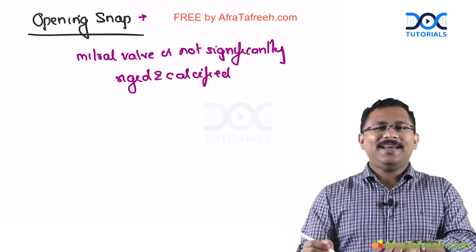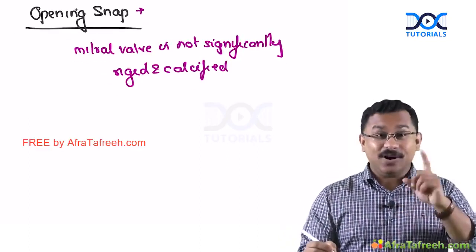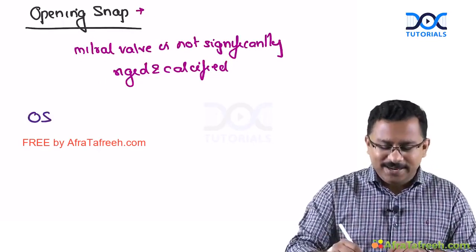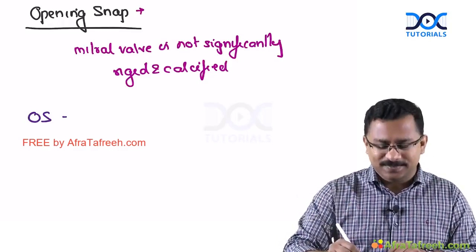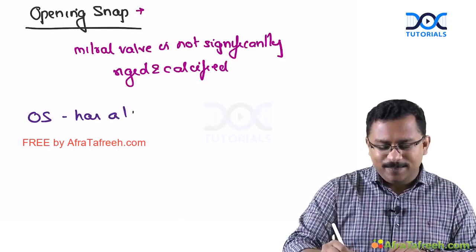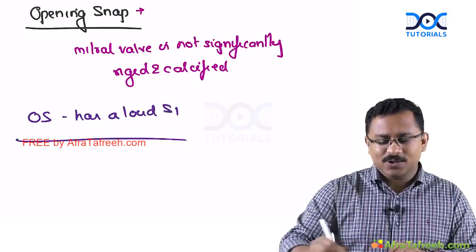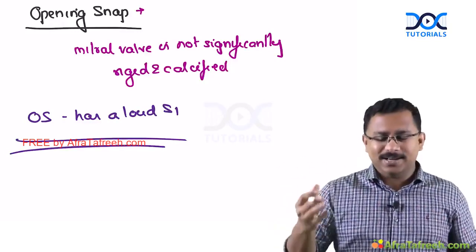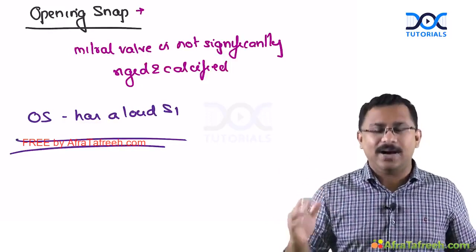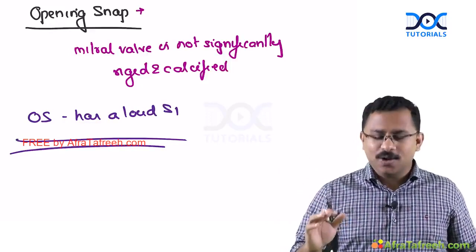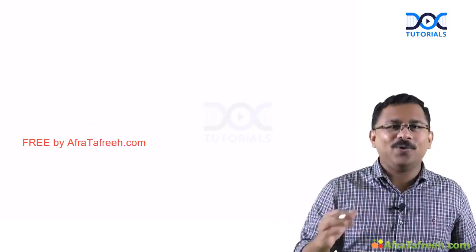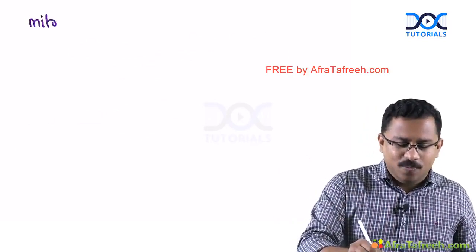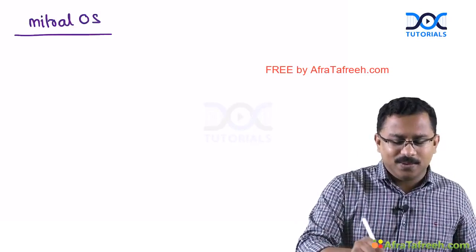All right. So can I also say in this way, the opening snap is usually accompanied by a loud S1? Yes, no? Because if you have a rigid calcified valve, you can have a soft S1. So opening snap is going to have a loud S1. Clear?